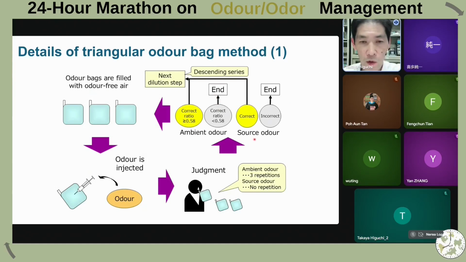In case of source odor, if the judgment of a panel member is correct, then we will proceed to the next step. If the judgment of a panel member is incorrect, then the testing procedure will end. So this is the outline, and I will talk about more details of each step.